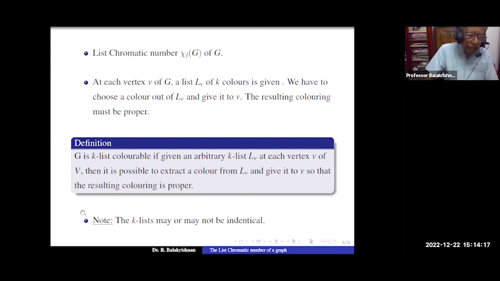The concept of coloring is a major area of research in graph theory, and there are several coloring parameters, namely the chromatic number, the listochromatic number, or the choice number, and then you have the achromatic number, and so on and so forth. So this is the first slide. Finite and simple unless stated otherwise.